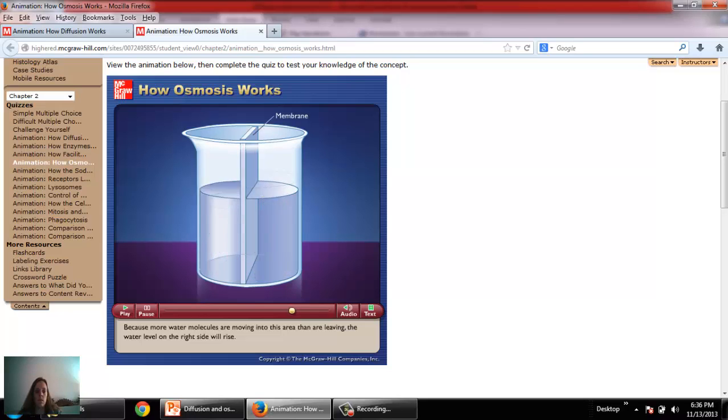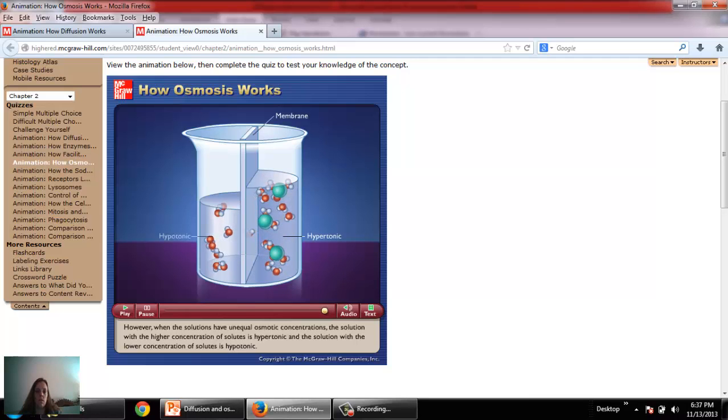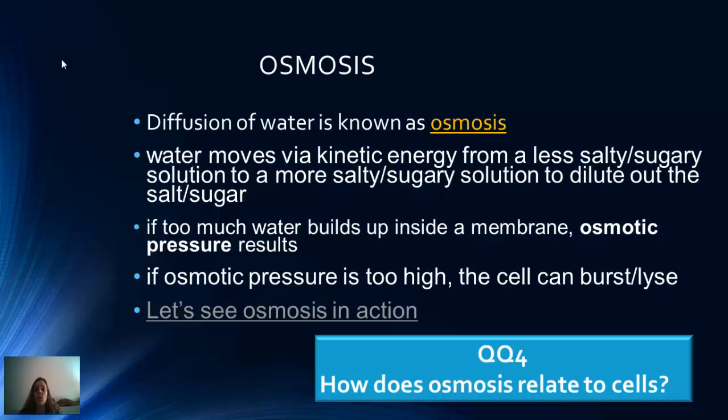rise. If the osmotic concentrations of two solutions are equal, the solutions are isotonic. However, when the solutions have unequal osmotic concentrations, the solution with the higher concentration of solutes is hypertonic, and the solution with the lower concentration of solutes is hypotonic. So your next quick question, how does osmosis relate to cells? Well, osmosis is how water gets into and out of cells.